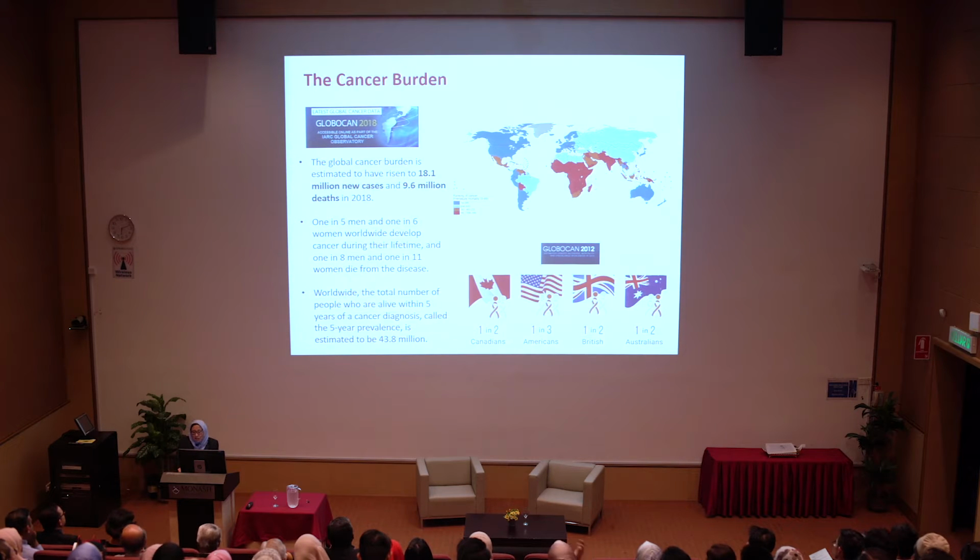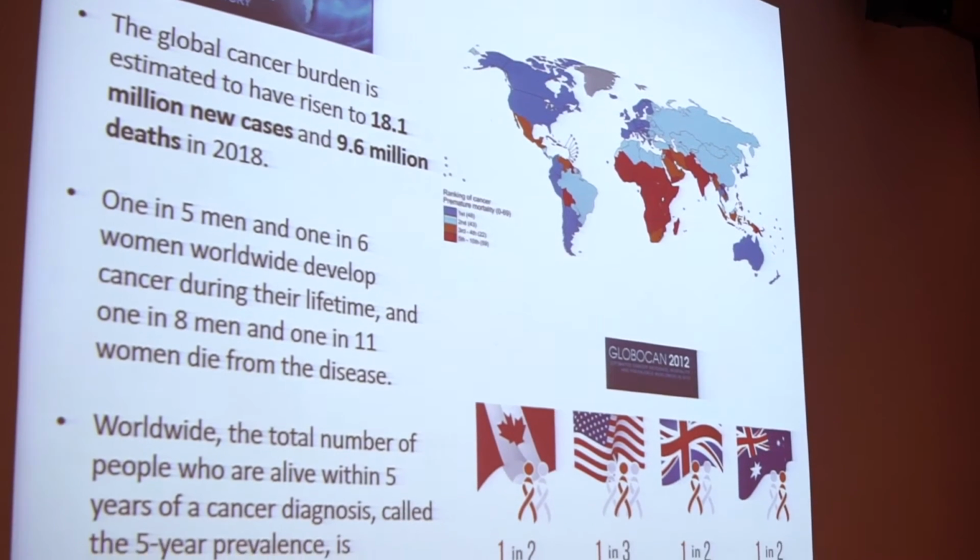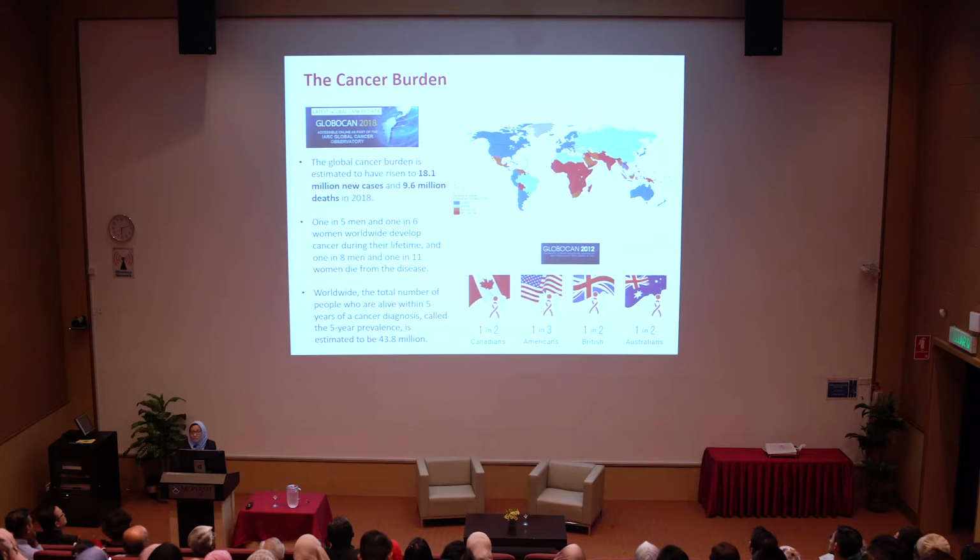So, can you expect this map? This is a map that shows the blue is the ones with a lot of cancer. Can you expect to see this map turn completely blue in the future? The lifetime risk of cancer is 1 in 2 for Canadians, British, and the Australians, and for the Americans 1 in 3.